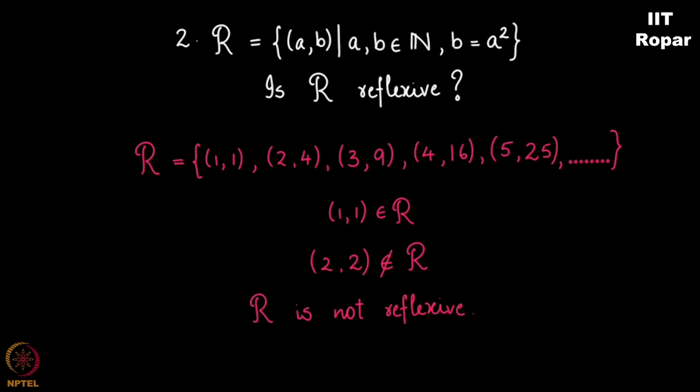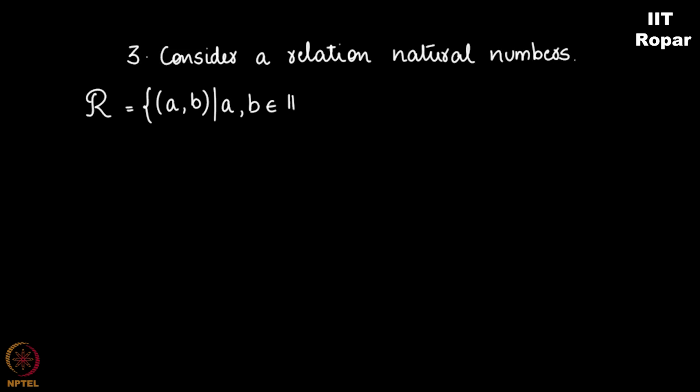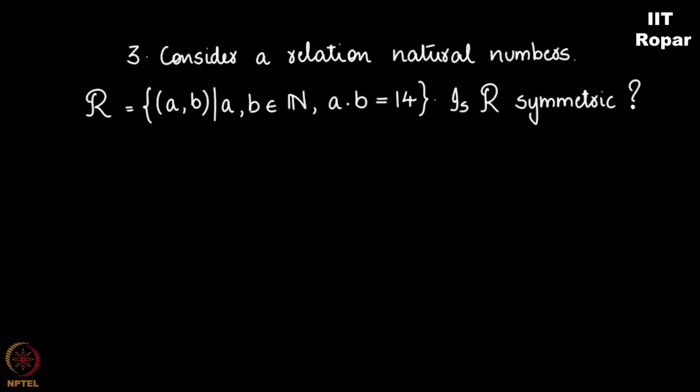Consider this relation on natural numbers. R equals {(a, b) where a and b are natural numbers and a into b is 14}. Is this relation symmetric? So what are the elements of this relation?